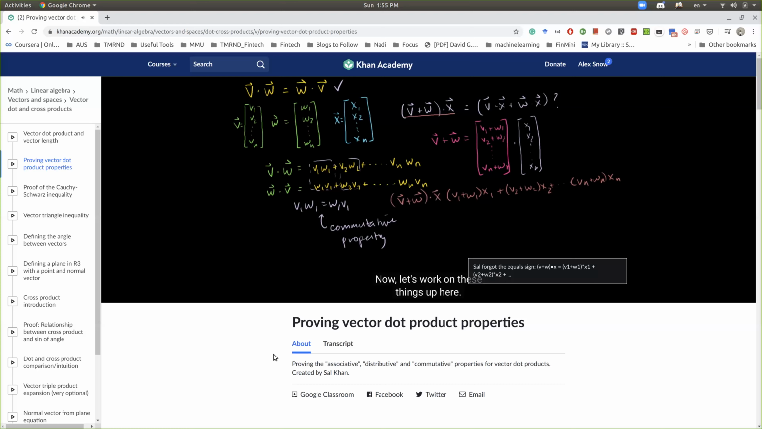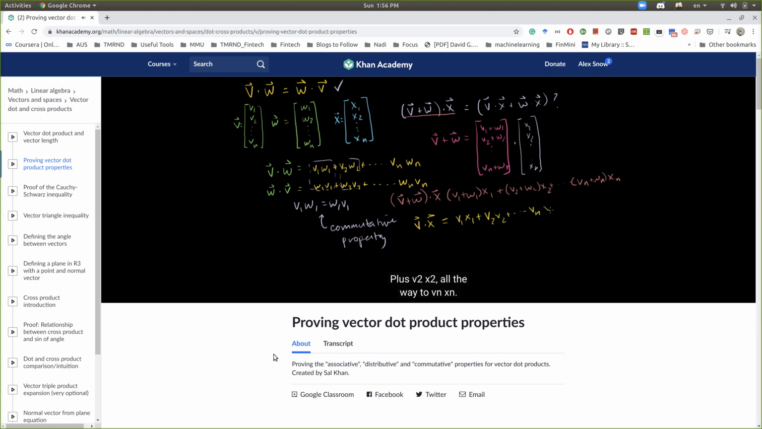Now, let's work on these things up here. What is v dot x? V dot x, we've seen this before. This is just v1 x1, no vectors now. These are just their actual components, plus v2 x2, all the way to vn xn. What is w dot x? W dot x is equal to w1 x1 plus w2 x2, all the way to wn xn.